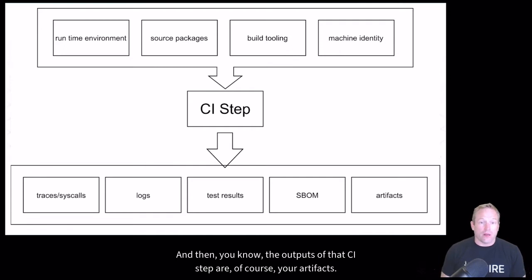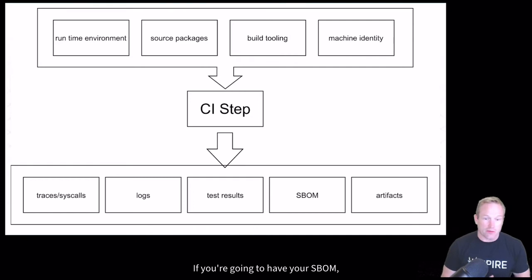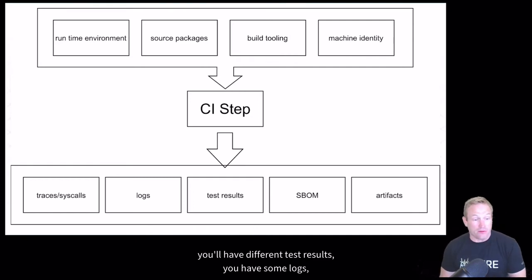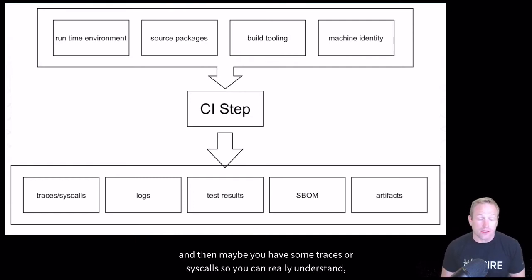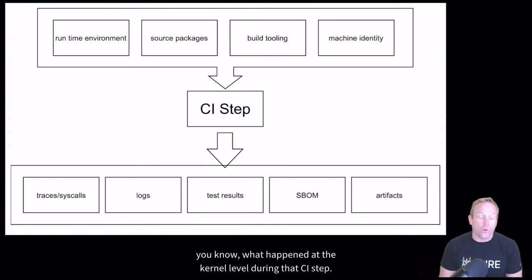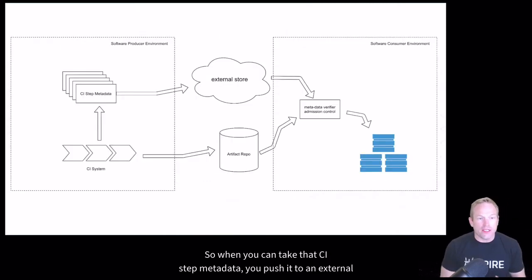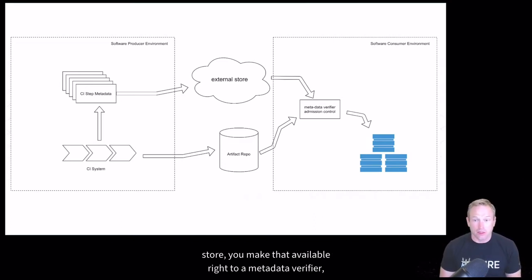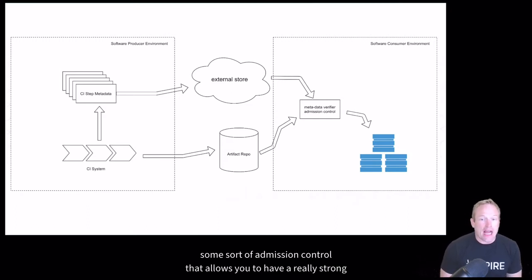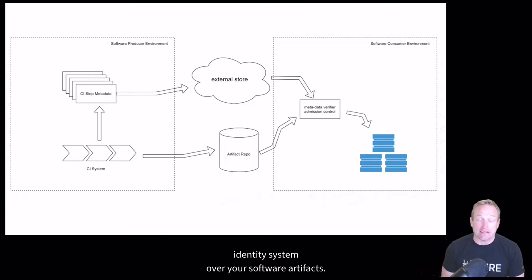And then the outputs of that CI step are, of course, your artifacts. You're going to have your SBOM, you'll have different test results, you have some logs, and then maybe you have some traces or syscalls so you can really understand what happened at the kernel level during that CI step. So when you can take that CI step metadata, you push it to an external store, you make that available to a metadata verifier or some sort of admission control, that allows you to have a really strong identity system over your software artifacts.